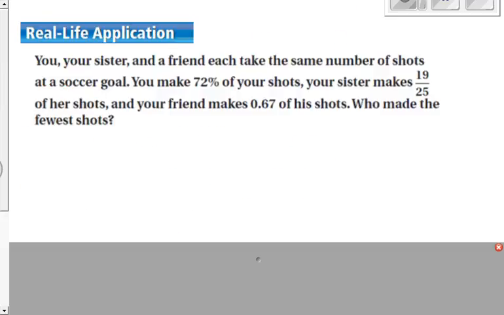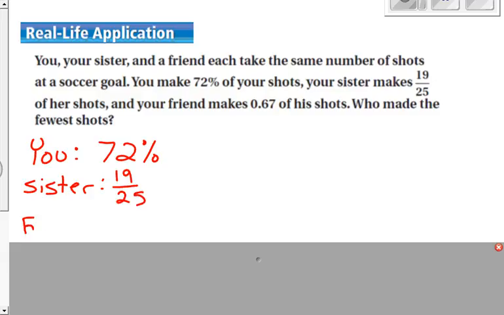Real life application. You, your sister, and a friend each take the same number of shots at a soccer goal. You make 72% of your shots. Your sister makes 19 out of 25 of her shots, and your friend makes 0.67 of his shots. Who made the fewest shots? So we know you made 72%. Your sister made 19 out of 25, and your friend made 0.67.